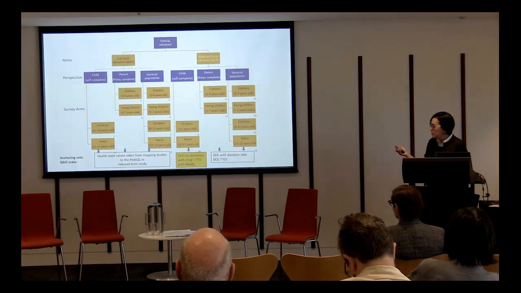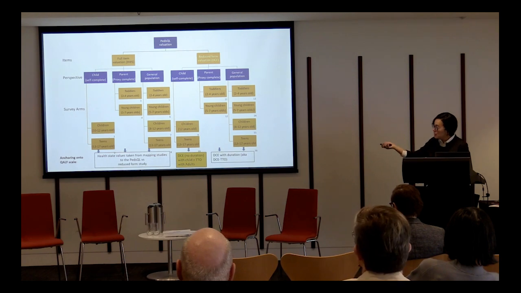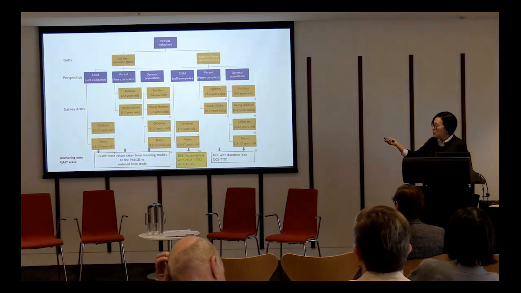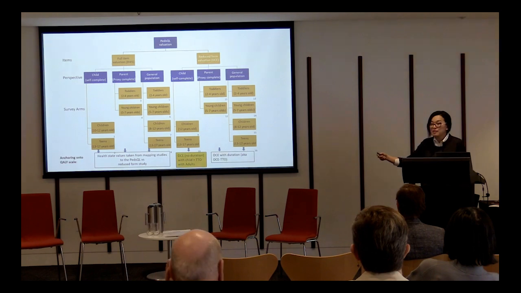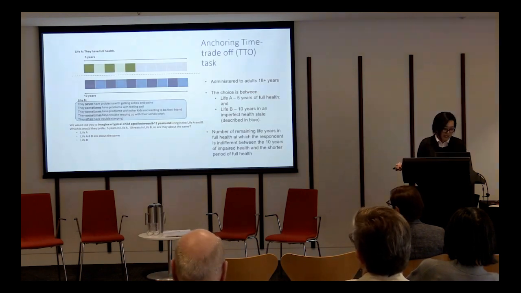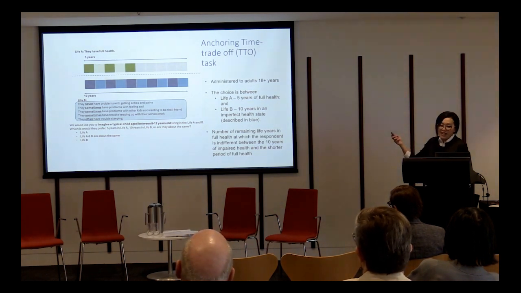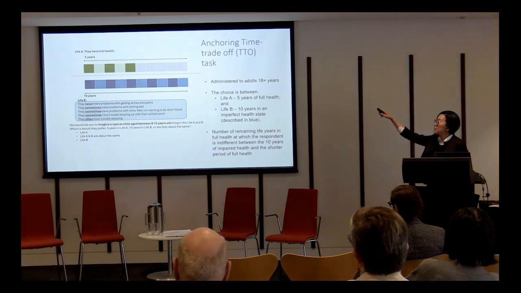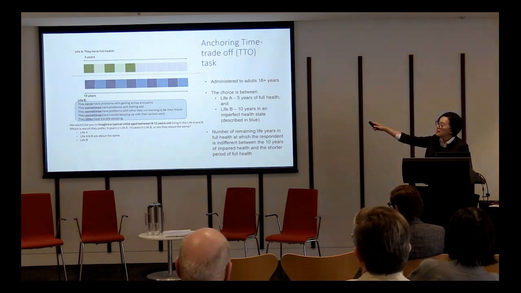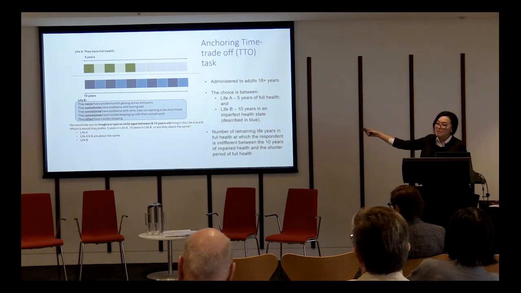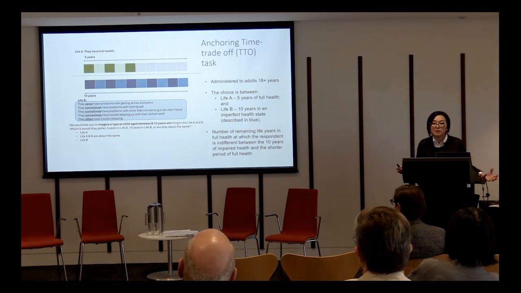Okay, now I'm going to move on to the child self-completes. So what we're doing is a separate time trade-off task with adults. And the time trade-off task will look something like this. Basically, you would have a choice. This is just an example. You could have a choice between life A, described in the green bar at the top, 5 years in full health, or life B, which is 10 years in this imperfect health state, described in the blue box. And the blue box is described like the PEDS-QL, with items from the PEDS-QL.